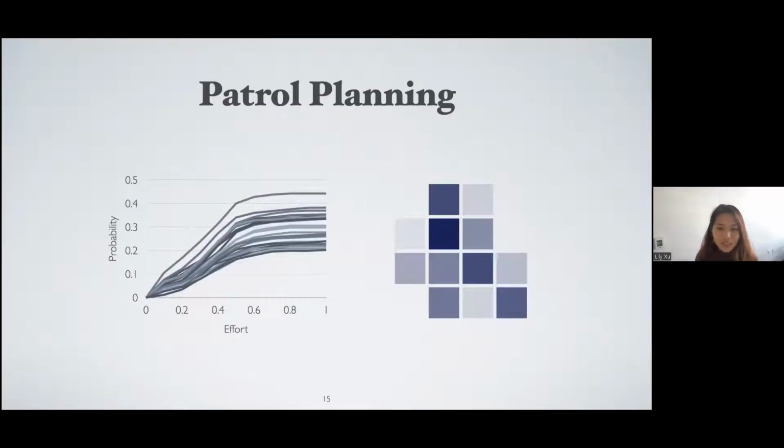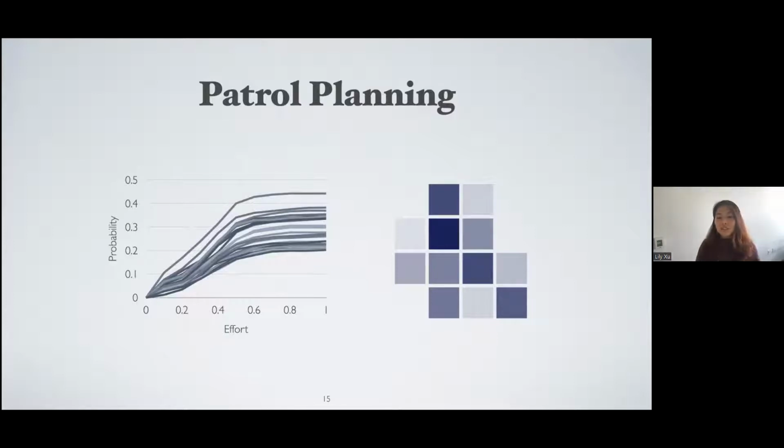Each one of these lines is a different target in the park. We are looking at the amount of patrol effort on the x-axis, and the y-axis is the probability of poaching. And indeed, as we increase the amount of patrol effort in terms of hours spent or kilometers walked, then the probability of poaching does go up, but with diminishing returns.